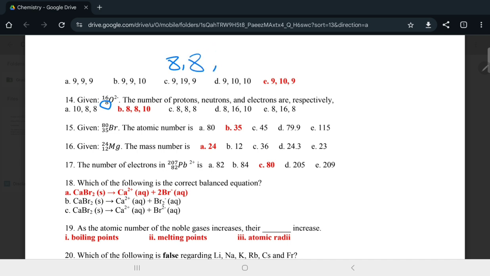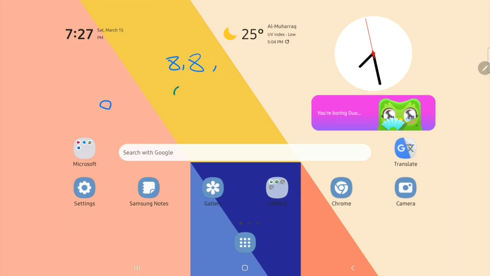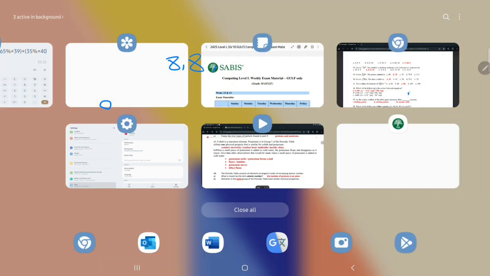And then they want the electrons. The electrons are the same as the protons, but you add or subtract with the charge. Since there's 2 minus, that means that there are 2 more electrons than protons. So it's the number of protons, which is, my bad.